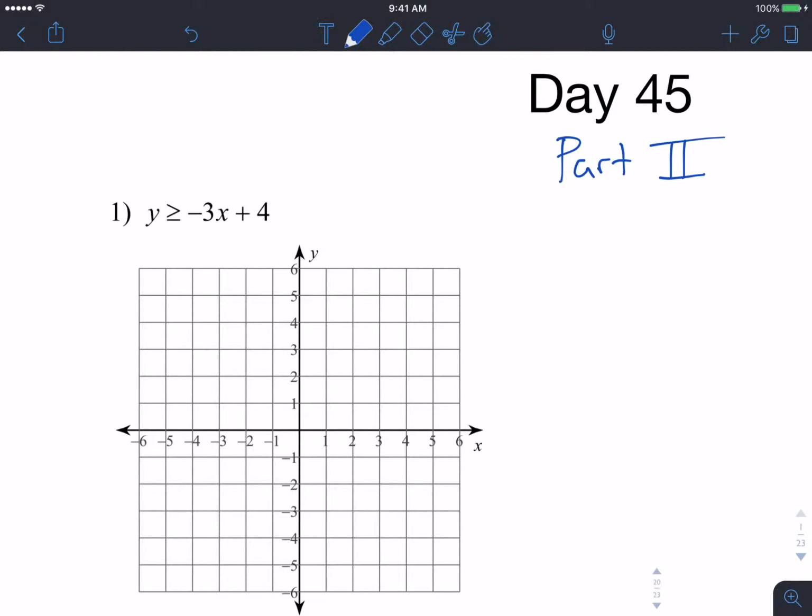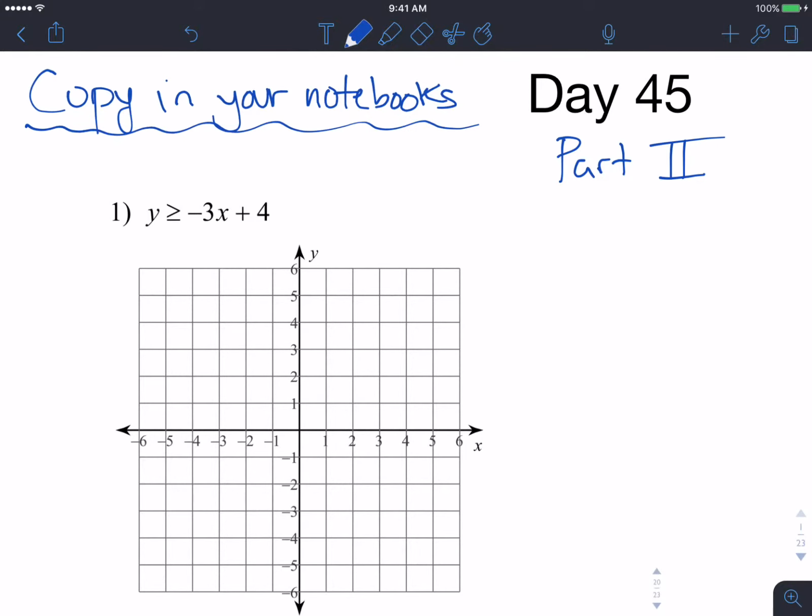Just like the previous videos, I do want you to copy in your notebooks. So here, we're no longer with one variable inequalities. These are two variable. And why are they two variable? Well, I have a y and I have an x. And actually, if you were good at graphing back in the beginning of September, this should be fairly easy.